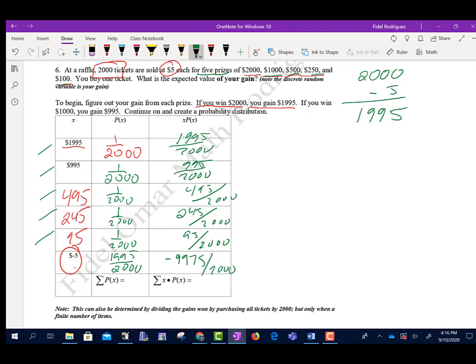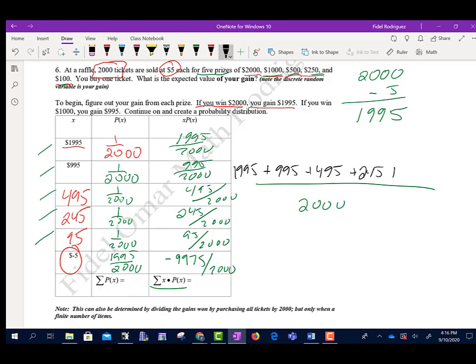And notice what we're going to do. We're going to add them all up, okay? So I'll give you a hint. The denominator is 2,000. So all I'm going to do is go like this: 1995 plus 995 plus 495 plus 245 plus 95 minus 9975. Let me do that on my calculator.